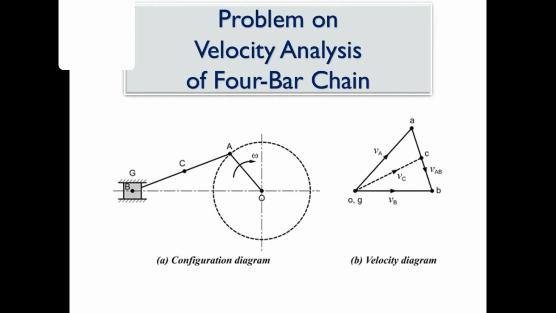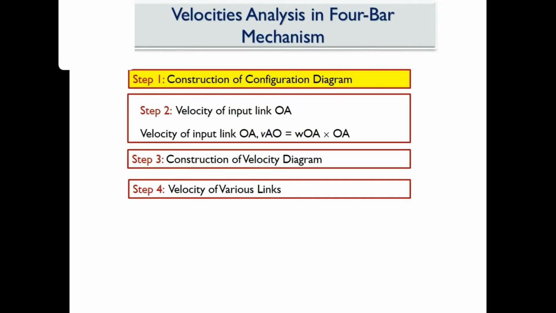Students, in this video session, let us learn how to construct a velocity diagram by taking a numerical illustration of a 4-bar chain. As you are aware, there are 4 steps involved in velocity analysis of any mechanism. The step number 1 would be construction of configuration diagram, also known as space diagram, which we have already detailed in our earlier video. The second step, we have to calculate velocity of any one link.